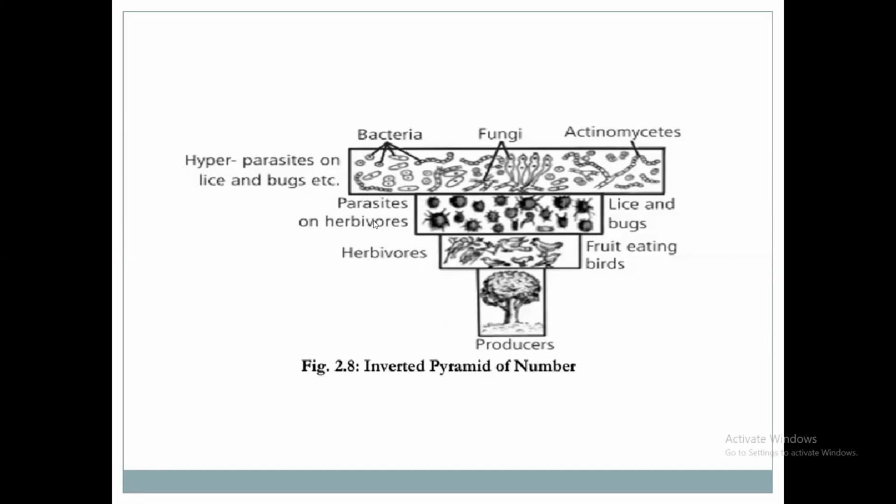Above that are shown herbivores, parasites on herbivores, lice and bugs. So that bacteria, fungi, actinomycetes. Hyperparasites on lice and bugs depend upon these lice and bugs. This is an inverted pyramid.